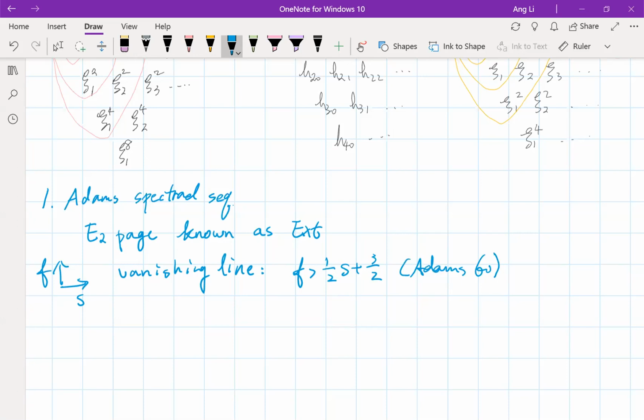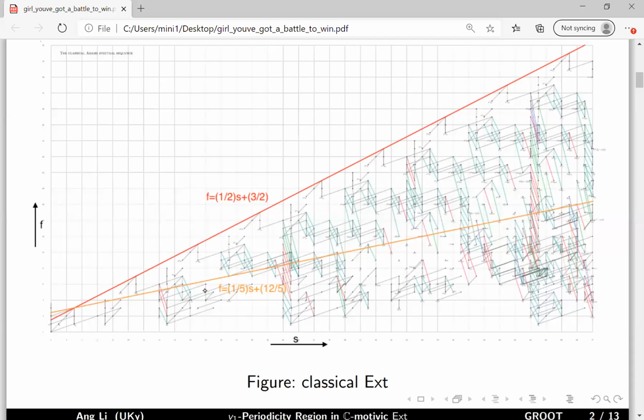Okay, and then we have another line, and okay, so sorry, the orange line above that, we can see some repeating pattern. See this sharp angle, and it's repeating. So above this line, we have some periodicity going on, and it's called v1 periodicity, and I will come to that later. So this line is also called the v1 periodicity line. And above that, multiplication by this v1 thing is an isomorphism.